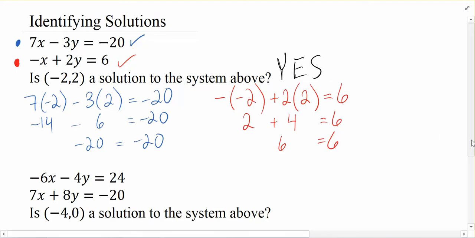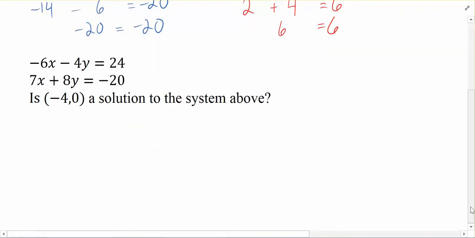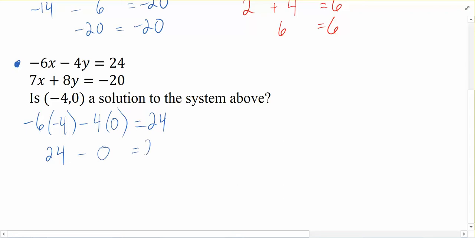Let's go ahead and look at the second one. Let's see if the second one's also a solution. We're going to use the same thing. We're going to talk about this first one being blue. We have negative 6 times the x, which is negative 4, minus 4 times the y is supposed to equal 24. So we get 24 minus 0 is 24, or 24 equals 24. That checks out as well.